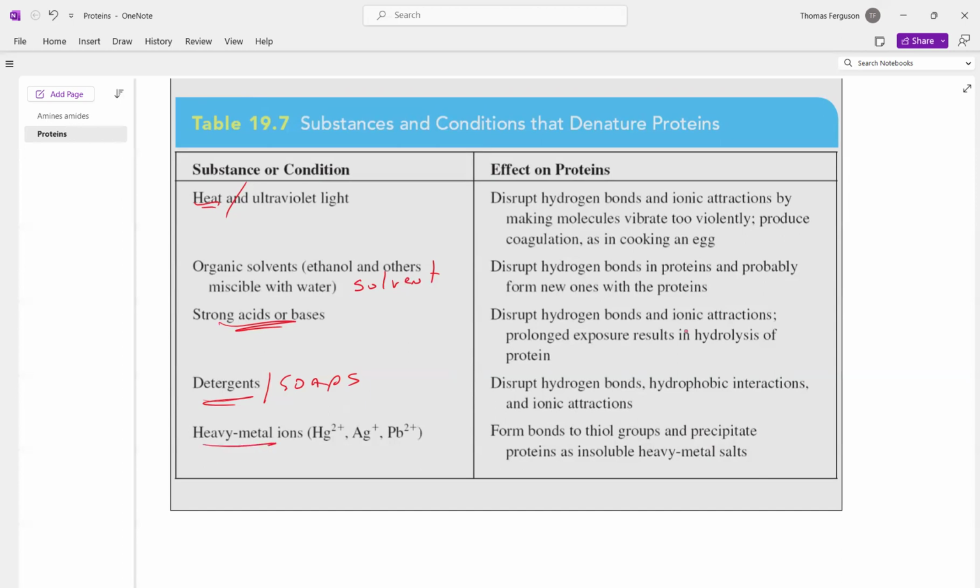And these guys, heavy metals, form bonds with the cysteine amino acid. If there's a cysteine amino acid in the chain of the protein and it's exposed to a heavy metal, then that is going to change the shape of that protein. If that protein is an enzyme, the enzyme will no longer work. And this is usually very permanent. So you can't fix it.